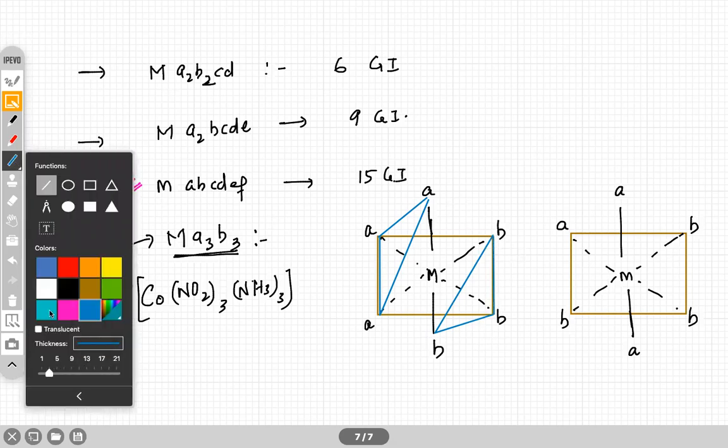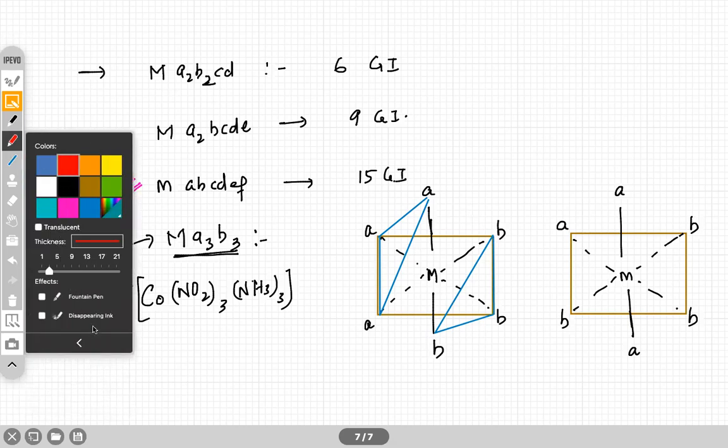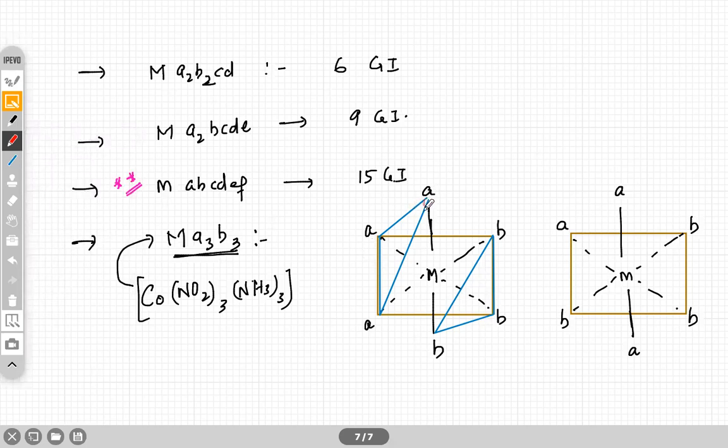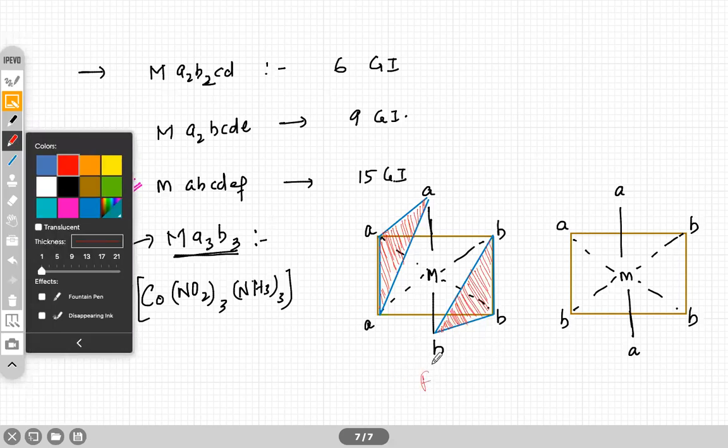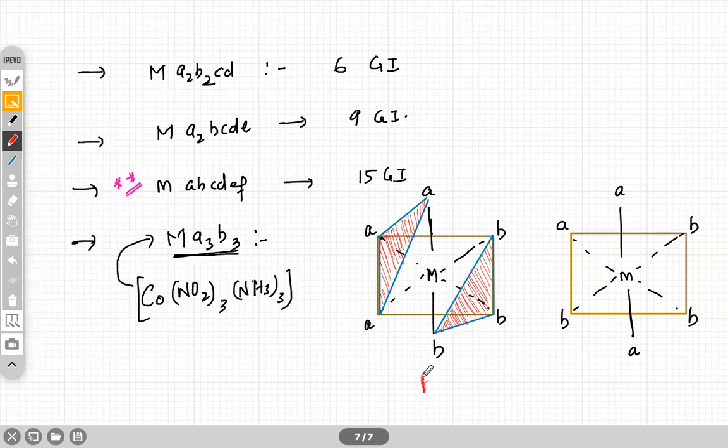So this looks like the face of a triangle here. See this? This also looks like the face of a triangle. Right, this particular representation, we call it as facial isomer. This one is facial isomer, and we call it as FAC.